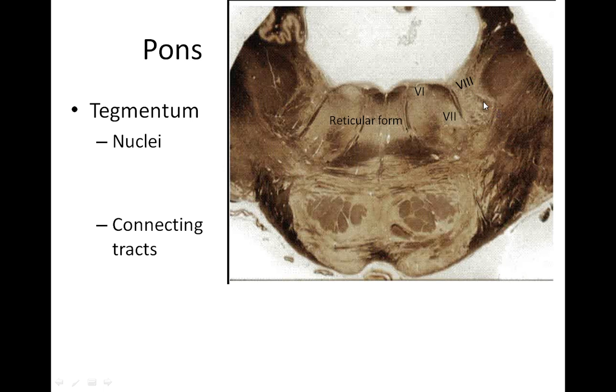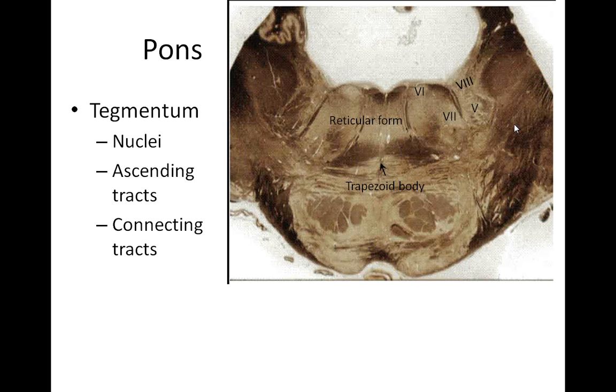Lying slightly lateral and anterior to the special somatic column, we've got the general somatic column, and this is formed by the spinal trigeminal nucleus of cranial nerve 5. The next nucleus that we have is a special nucleus. It's not a cranial nerve nucleus, and is known as the trapezoid body.